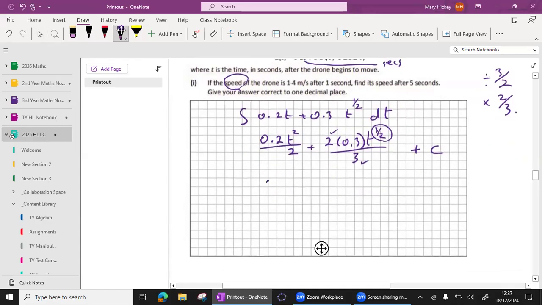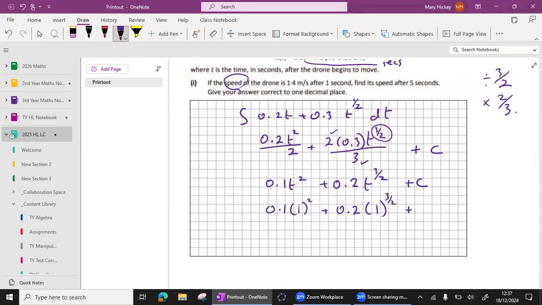Now, we have a plus c, our constant of integration. So we'll just tidy this up first, 0.1 t squared. This is going to be 2 times 0.3, so that's 0.6 divided by 3 is 0.2. So that becomes 0.2 t to the power of 3 over 2 plus c. Now, it does say, if the speed is 1.4 after 1 second, what we're going to do is anywhere there's a t, we're going to put a 1. And we're going to let it equal 1.4 because we're told that that's what the speed is at that stage.